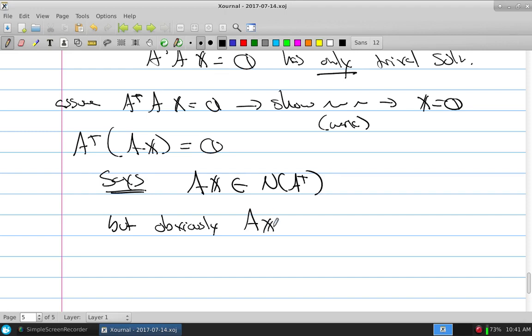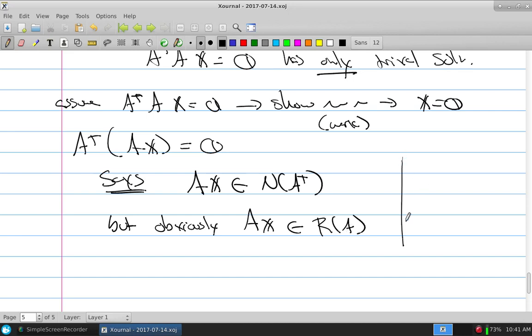But obviously, AX is actually in the range of A. Why? What is the range of A? A times anything is in the range of A. Is everybody okay with that? So where is AX? It's in the null space of A transpose, and it's in the range of A.